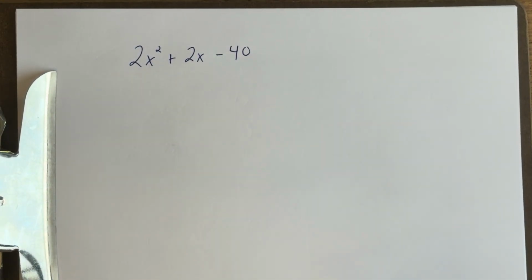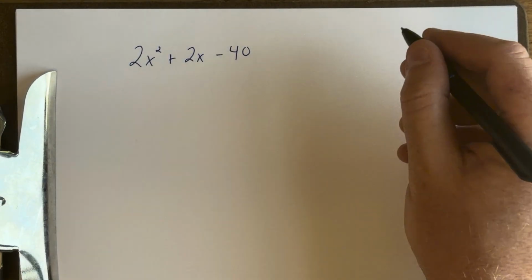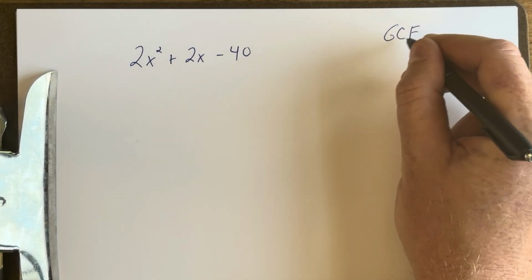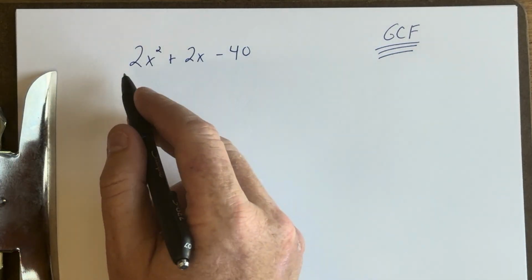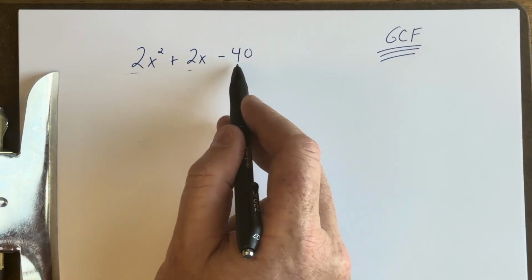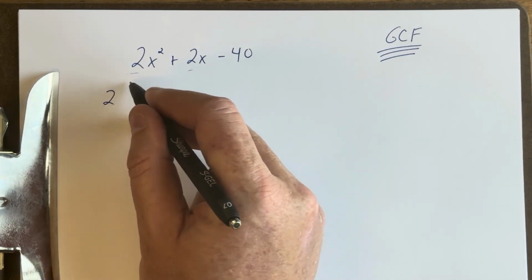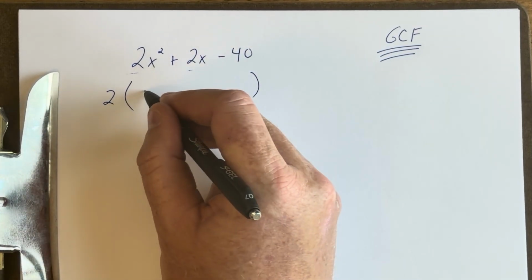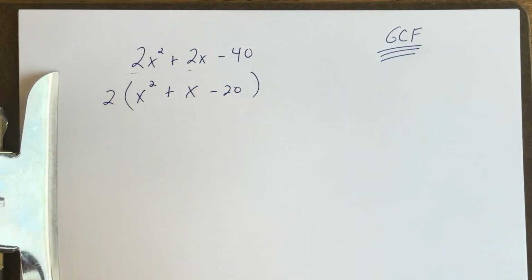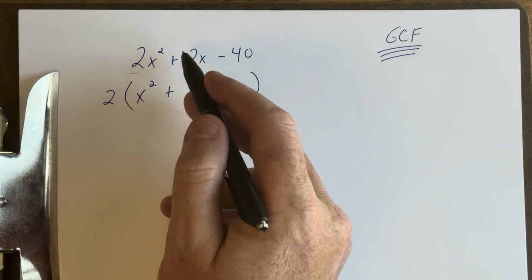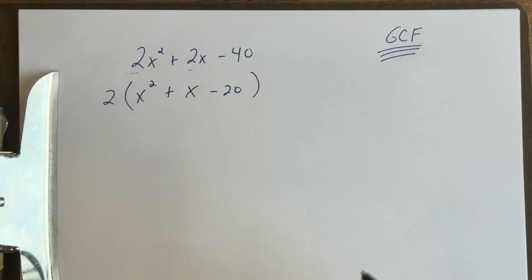So you always, like I told you during the test, you always have to find the greatest common factor first. Always, always, always. Make sure that there's not a greatest common factor that you can take out of there. In this case, my numbers are 2, 2, and 40. So 2 is going to come out, and I'm going to factor this. So I've got x squared plus x minus 20. All I did was I divided everything by 2. That's all I did, okay?